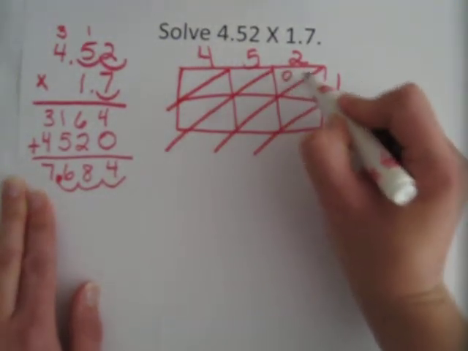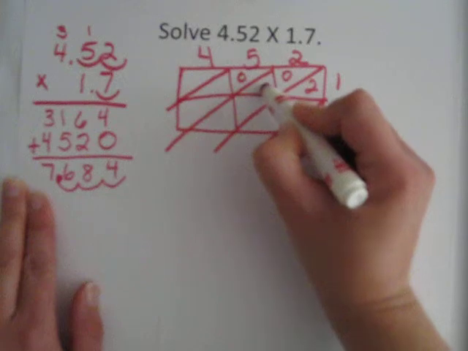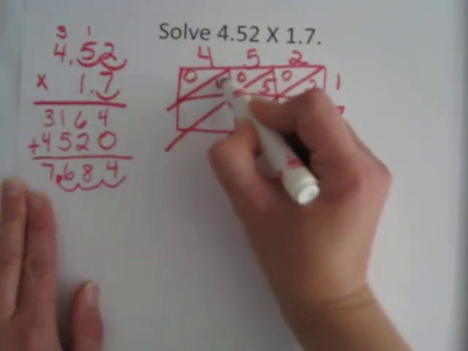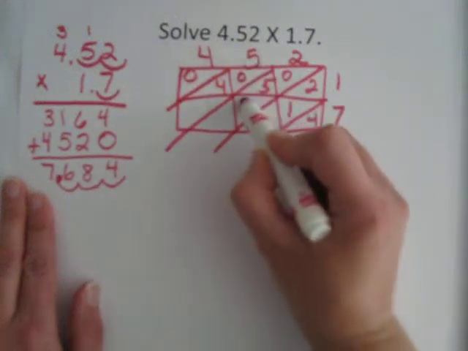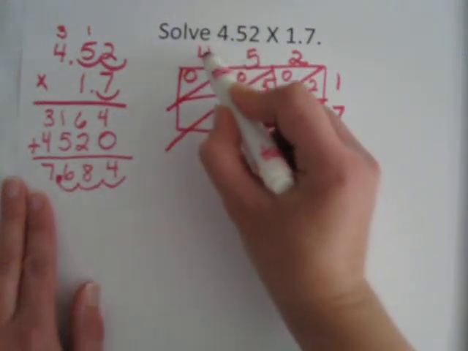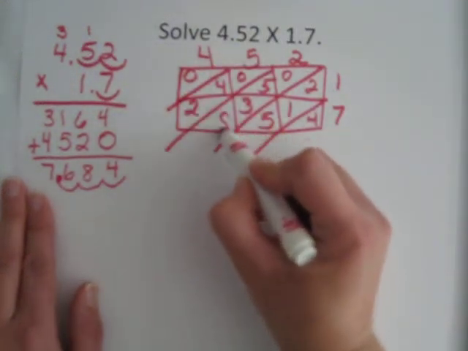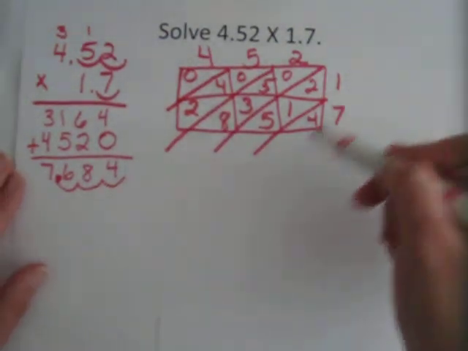1 times 2 is 2. 1 times 5 is 5. 1 times 4 is 4. 2 times 7 is 14. 5 times 7 is 35. 4 times 7 is 28. And then I'm just going to add going down.